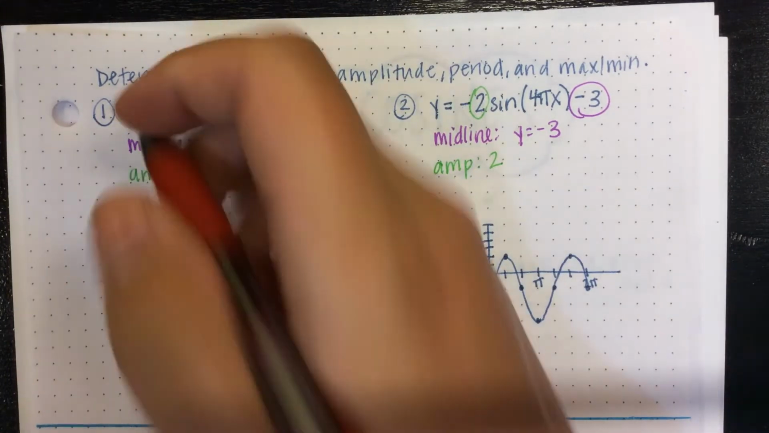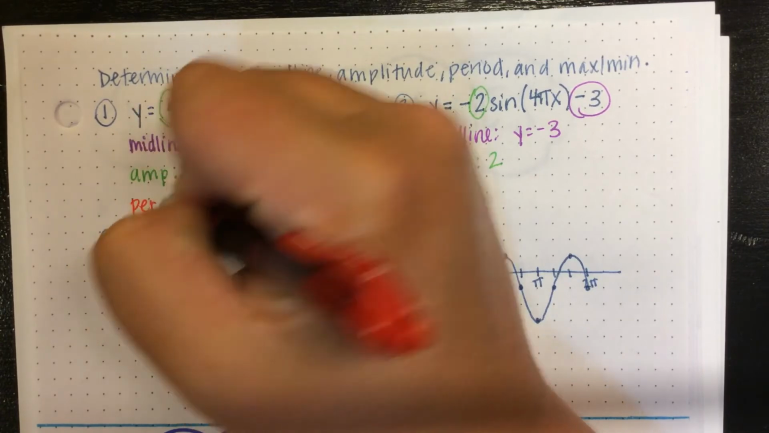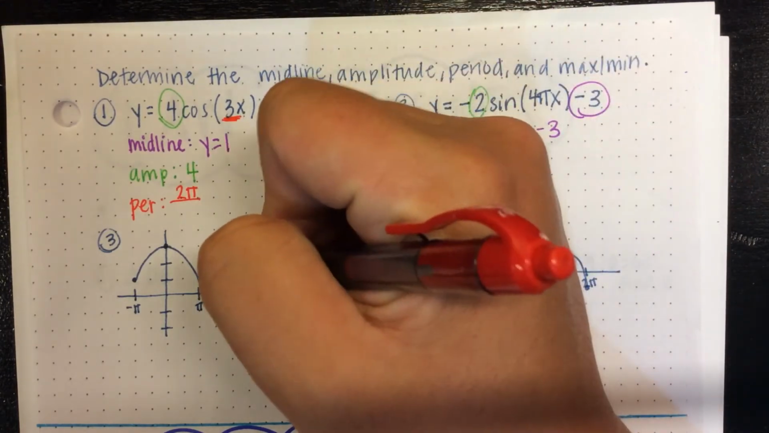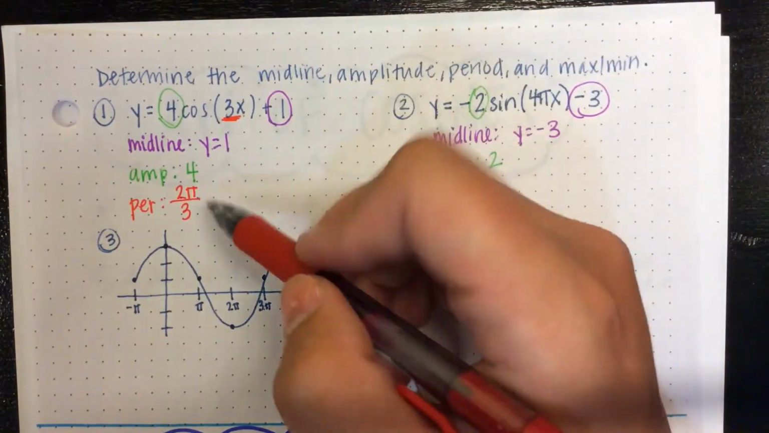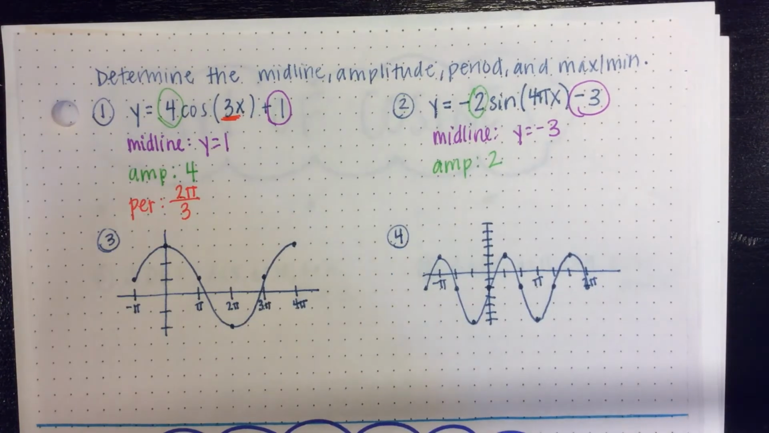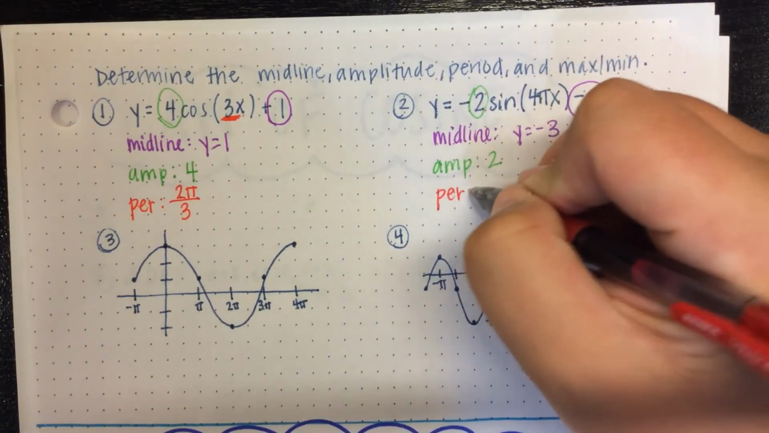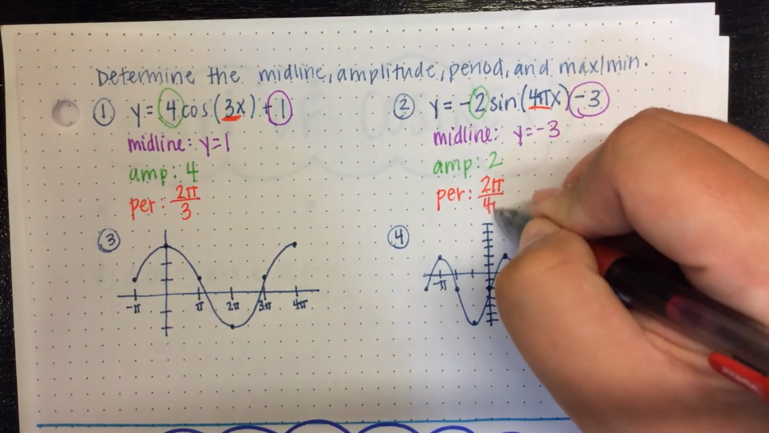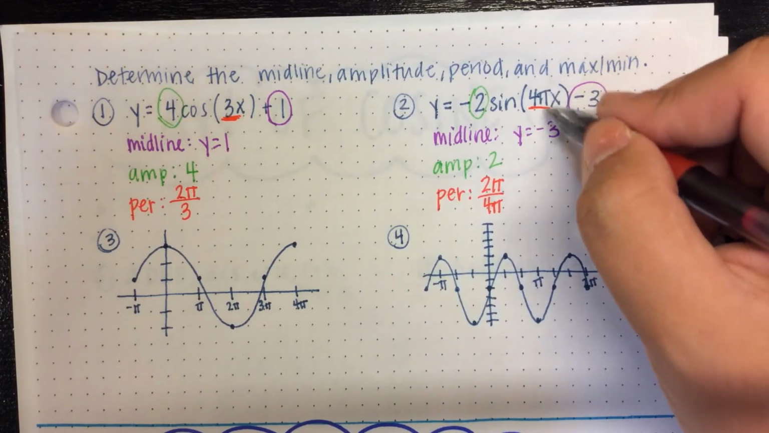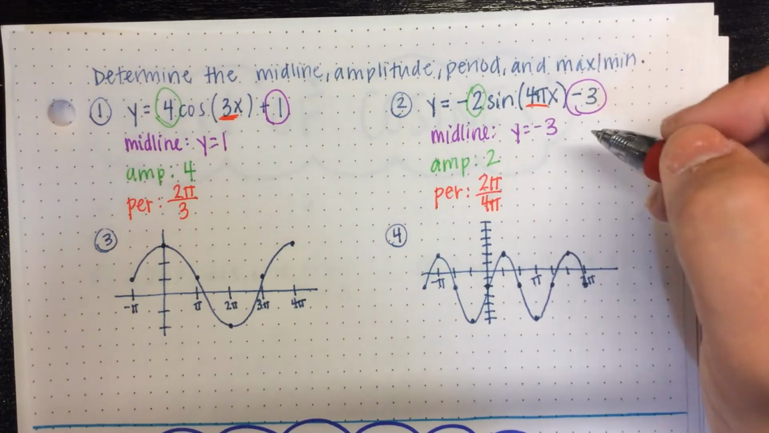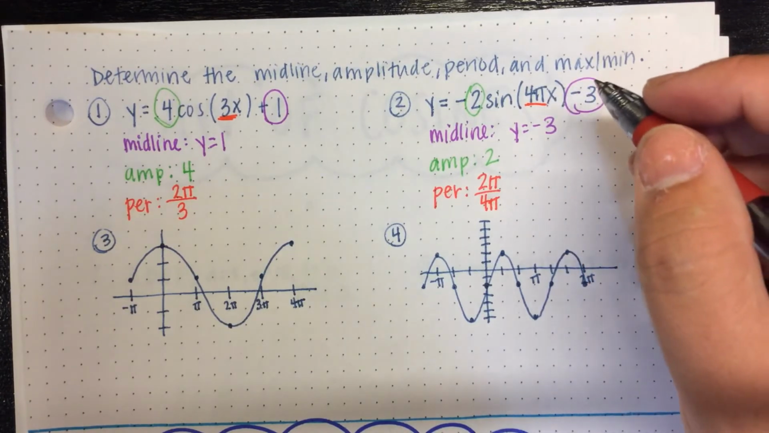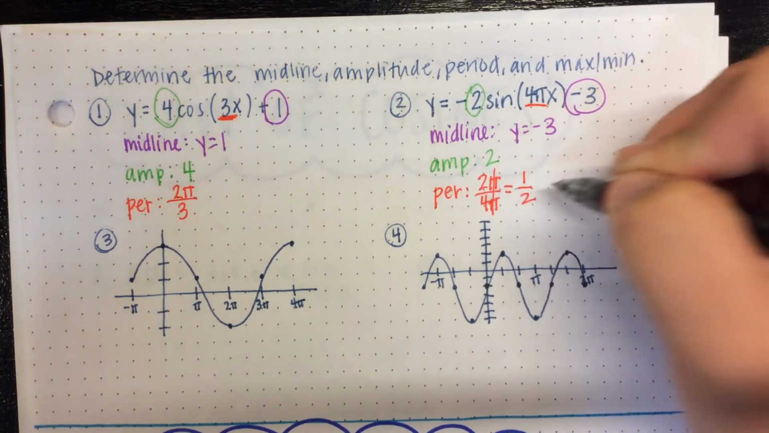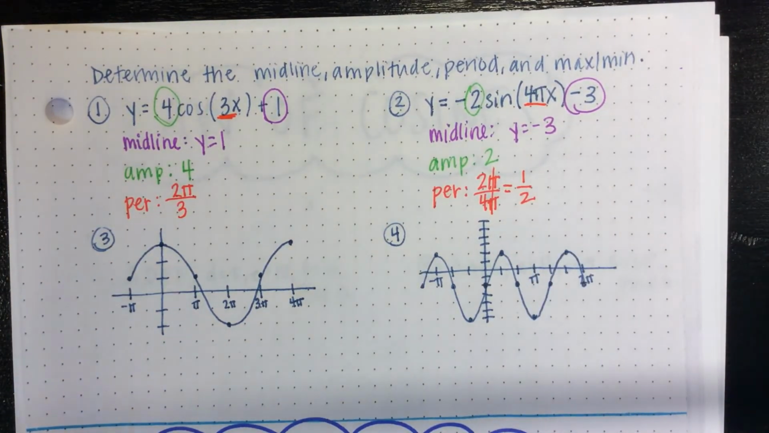All right, and then the period, it's going to be 2 pi divided by B. My B here is 3. So we have 2 pi divided by 3. I can't simplify that, so I'm done. That's the period. All right, over here, I'm going to do 2 pi divided by 4 pi. Remember pi is a number, right? So even though it looks like you have 2 variables here, 4 pi is a number. They stay together. So it's whatever's in front of the x. So 2 pi over 4 pi, my pi's cancel, and then 2 over 4 simplifies to a half. So in this case, the period is 1/2.